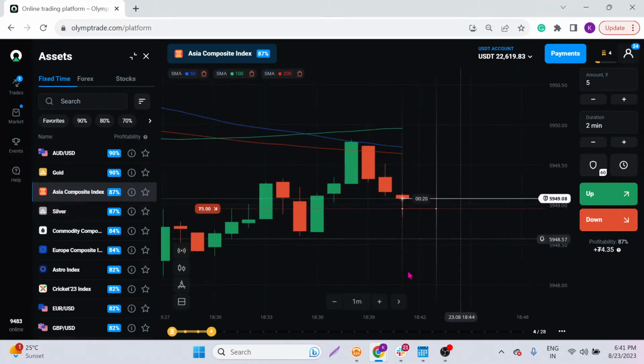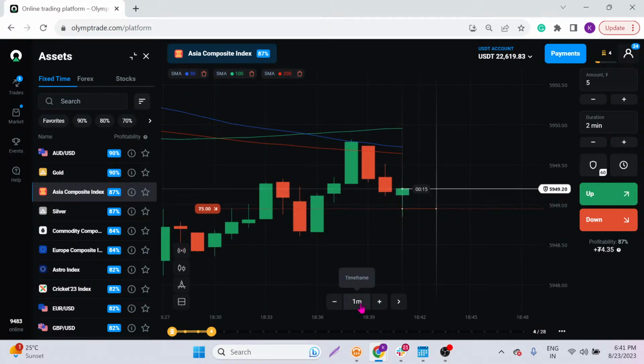Now let me tell some people, as you can see, my graph time is set to 1 minute. What I normally do is, if my graph time is set to 1 minute, I try that my trade time should be double or triple of the graph time, okay, as you see over here. But normally we suggest that you trade at least for 5 minutes.